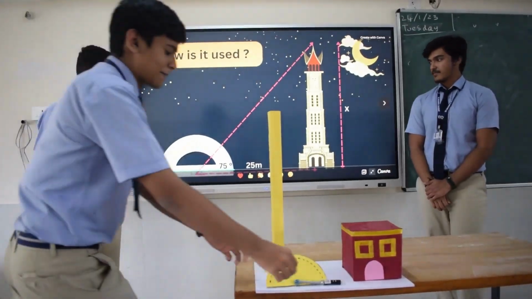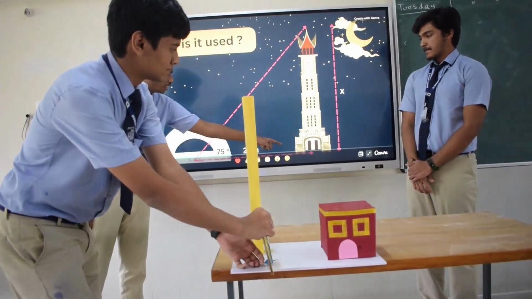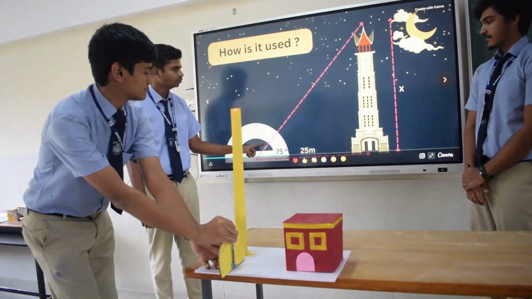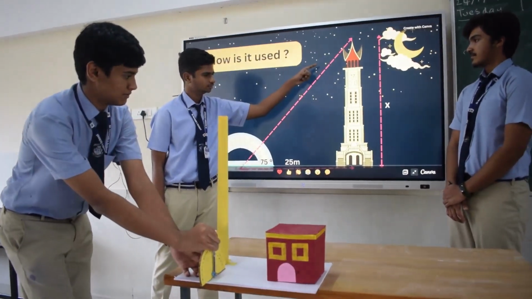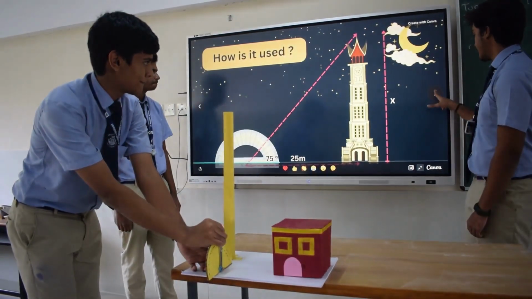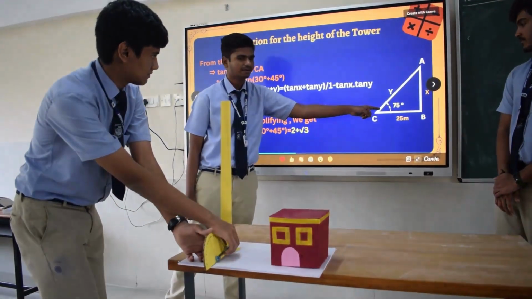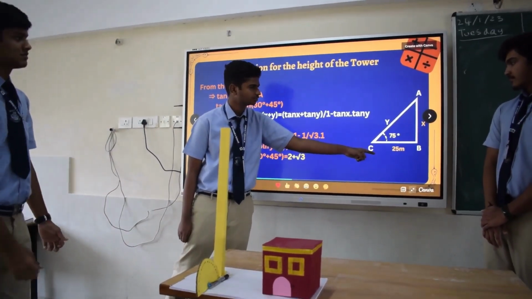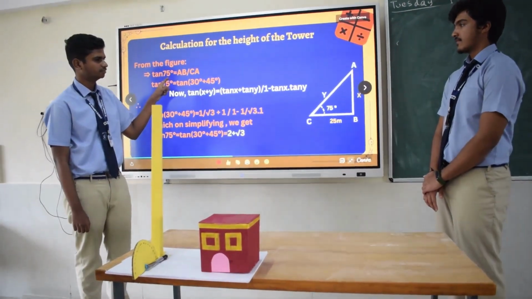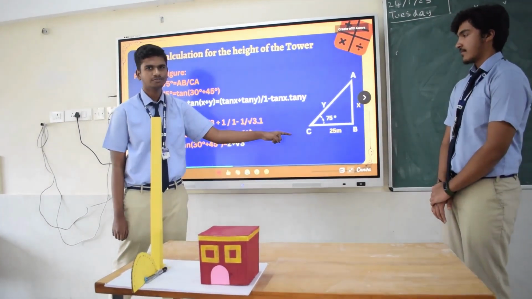Now let's imagine there is a person standing here, and the distance between him and the foot of the tower is 25 meters, and the angle is 75 degrees. We have to find the height of the tower, so let's keep it as x. In the figure, if we name it as ABC, angle C is 75 degrees and BC is 25 meters. So we have to find AB. We use the tan function, tan 75. Tan 75 will give us opposite by adjacent, that is x by 25 meters.